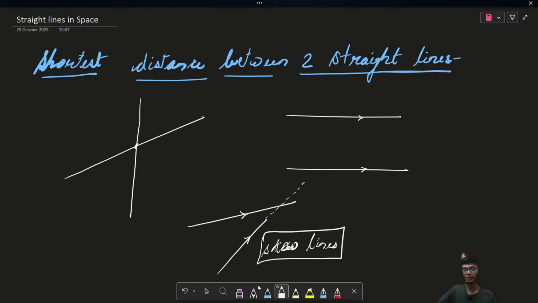So in today's discussion, in this particular lecture, we'll be discussing how to find the shortest distance between skew lines. Because in the case of intersecting lines and parallel lines, the distance is going to be the same. However, in skew lines, there are two certain points on the lines that will produce this distance. So that will be the main agenda of this session. Okay.